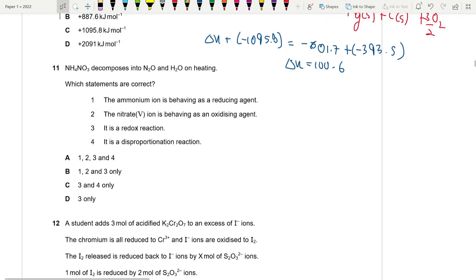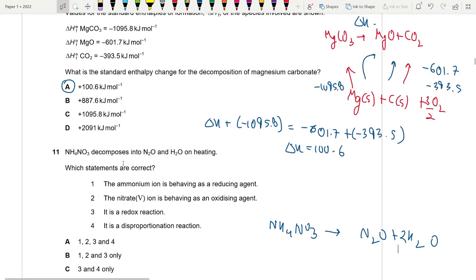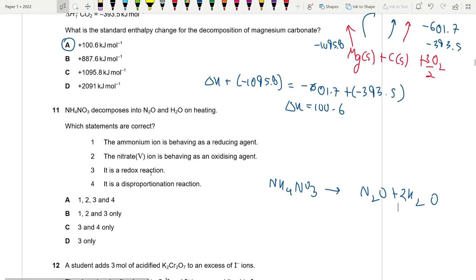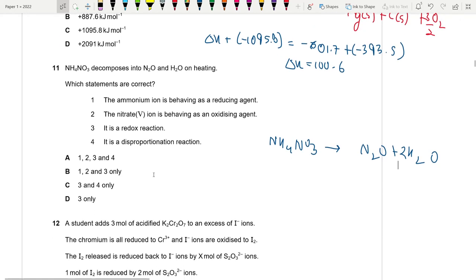11. Ammonium nitrate decomposes into N2O and H2O on heating. So we need a 2 over here, and everything else is balanced. Yeah, all good. The ammonium ion is behaving as a reducing agent. Nitrate ion is behaving as an oxidizing agent. It is a redox reaction. Okay, let's check.